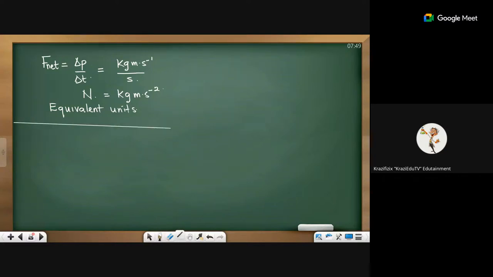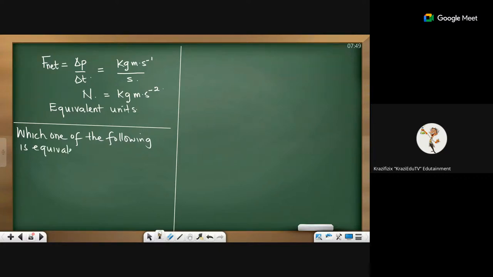Let me show you what I will do. Look at this, I'm going to create a question. I like to be an examiner one day. Which one of the following is equivalent to the unit of force? A, B, C, D. Check my answers now. Check my options.